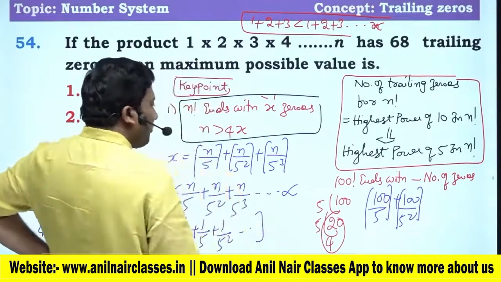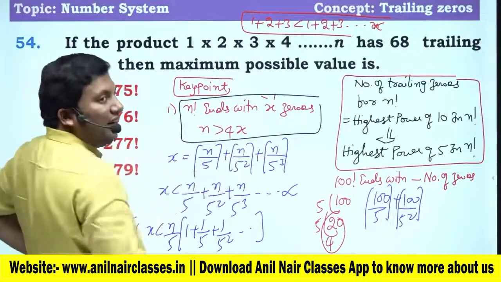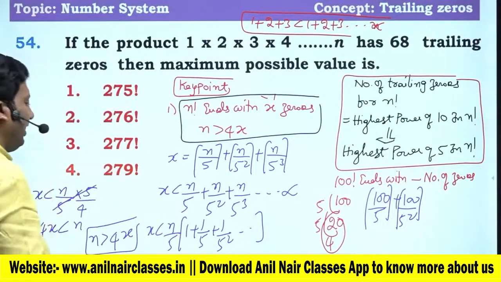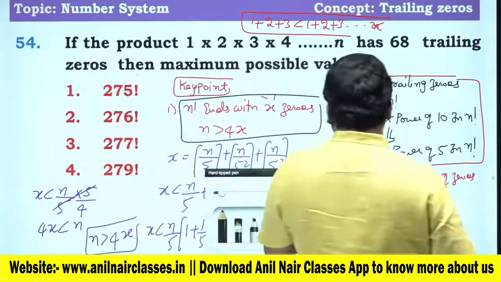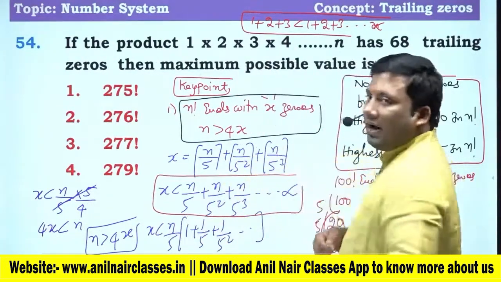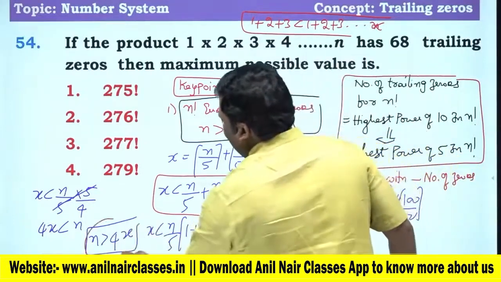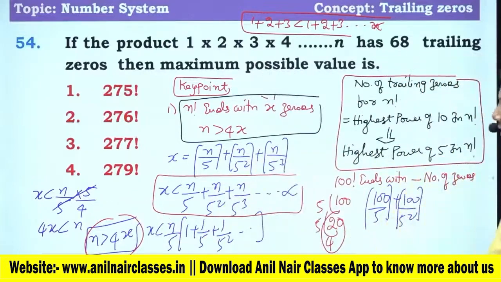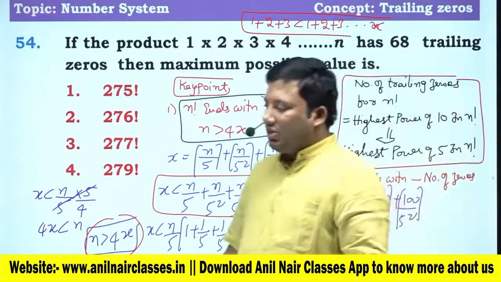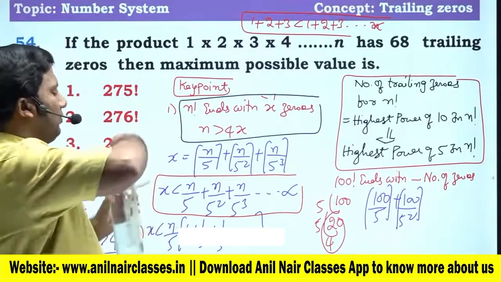Am I right? So depending upon the value of n, this is a finite series. Finite series is always less than infinite. So this will be x is less than n by 5 plus n by 5 square, n by 5 cube, and so on up to infinite. So n will be greater than 4x. Very, very important key point, sir. Please write down. Now, let us solve this question. Once you understand this concept, it is just a 1-minute job to solve our question. Let us solve this question.